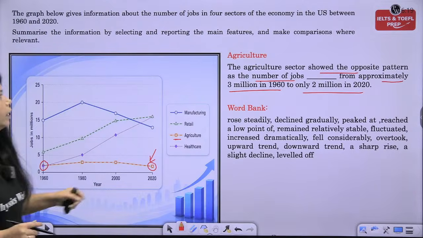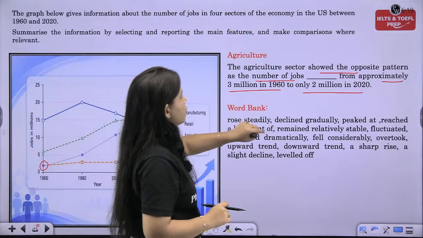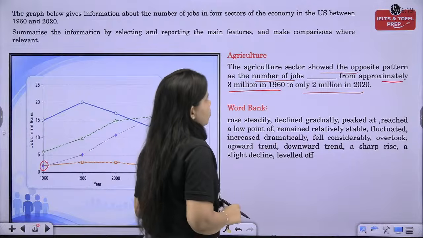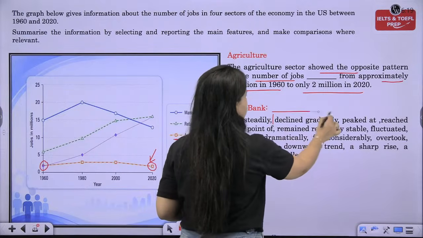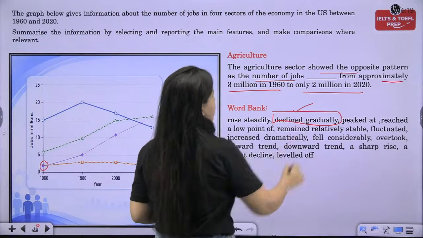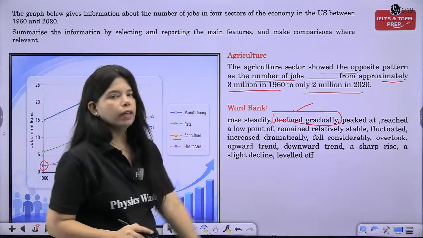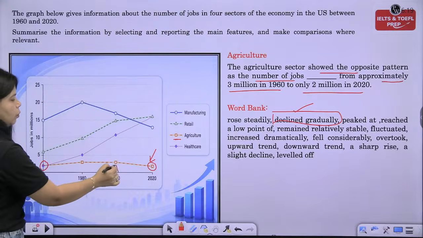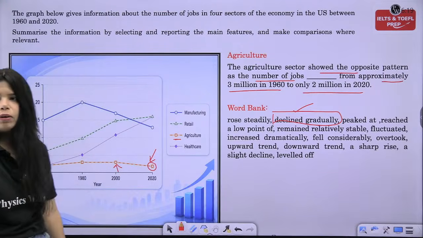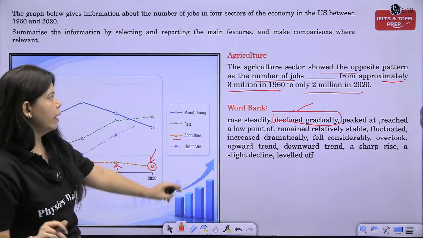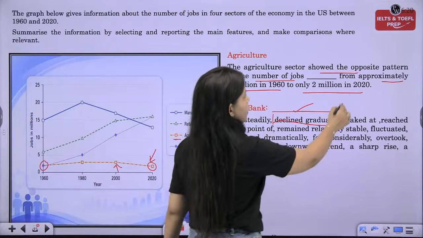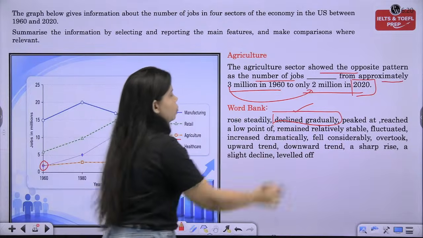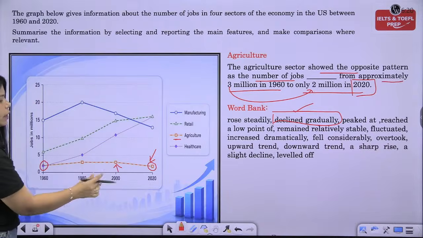Okay. Fine. The agriculture sector showed the opposite pattern as the number of jobs dash from approximately 3 million in 1960 to only 2 million in 2020, declined gradually as the number of jobs declined gradually from 3 to 2 million. Okay, remained relatively stable. I agree, this was stable till 2000, till the year 2000. I absolutely agree with that, Jasmine. But here we are talking about 2020. And the data also says that from 3 it went to 2. So if you see, till 2000 it's relatively stable.